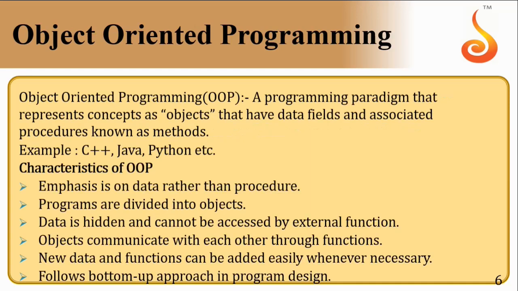Next is, what do you mean by object-oriented programming? You know there are three different kinds of programming. One is procedure-oriented programming, structure-oriented programming or structured programming, and the other one is object-oriented programming. So what is object-oriented programming? A programming paradigm that represents concepts as objects and has data fields and procedures known as methods.